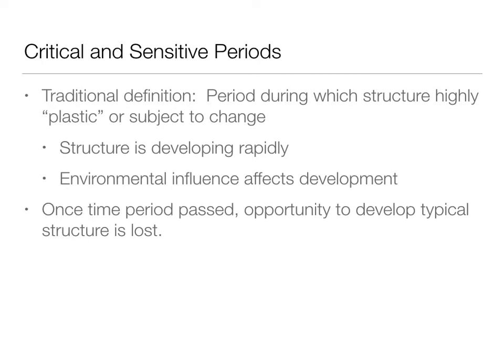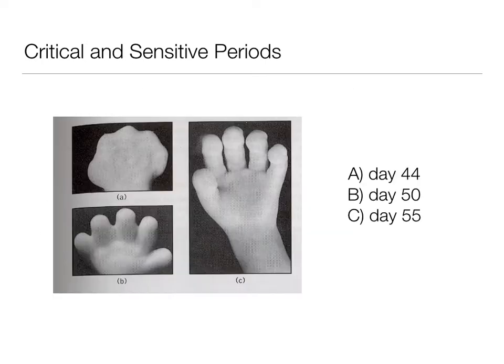So once this critical period or sensitive period has passed, there's not a turnaround to go back and get that structure or that part of development accounted for. Here's that slide I was alluding to. Picture A is 44 days after conception, and you see we have a hand, but we don't really have any fingers. 11 days later, in picture C, we have a fully formed hand. We have all the fingers. Now, they're clearly not done developing, but the structure is there.